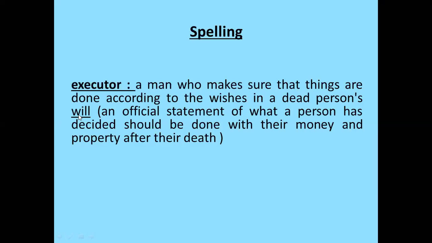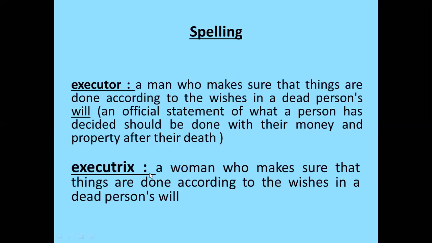W-I-L-L, an official statement of what a person has decided should be done with their money and property after their death. So the executor, this is the person who makes sure that this will is applied, that everything written in this will happens, a man who makes sure that things are done according to the wishes in a dead person's will. Executrix, this is a woman who makes sure that things are done. This is the female of executor, executrix.